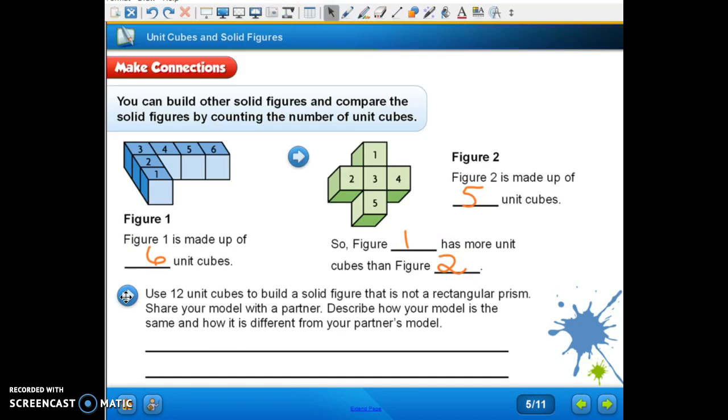And use 12 unit cubes to build a solid figure that is not a rectangular prism. Share your model with a partner. Describe how your model is the same and how it is different from your partner's model. So go ahead and take your 12 unit cubes and design something. Okay, so we built some here in class and they are all different and we have had this discussion. So we're going to continue on.